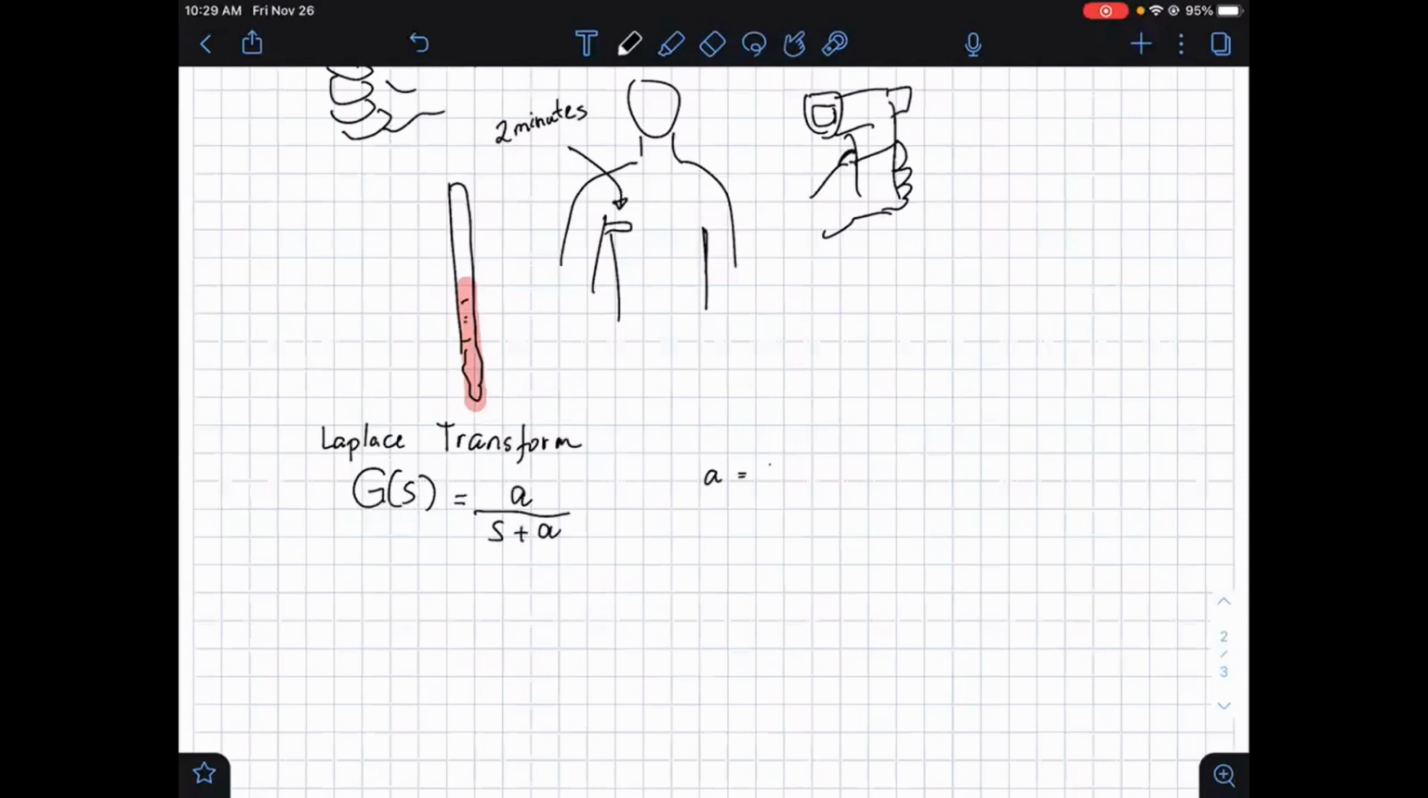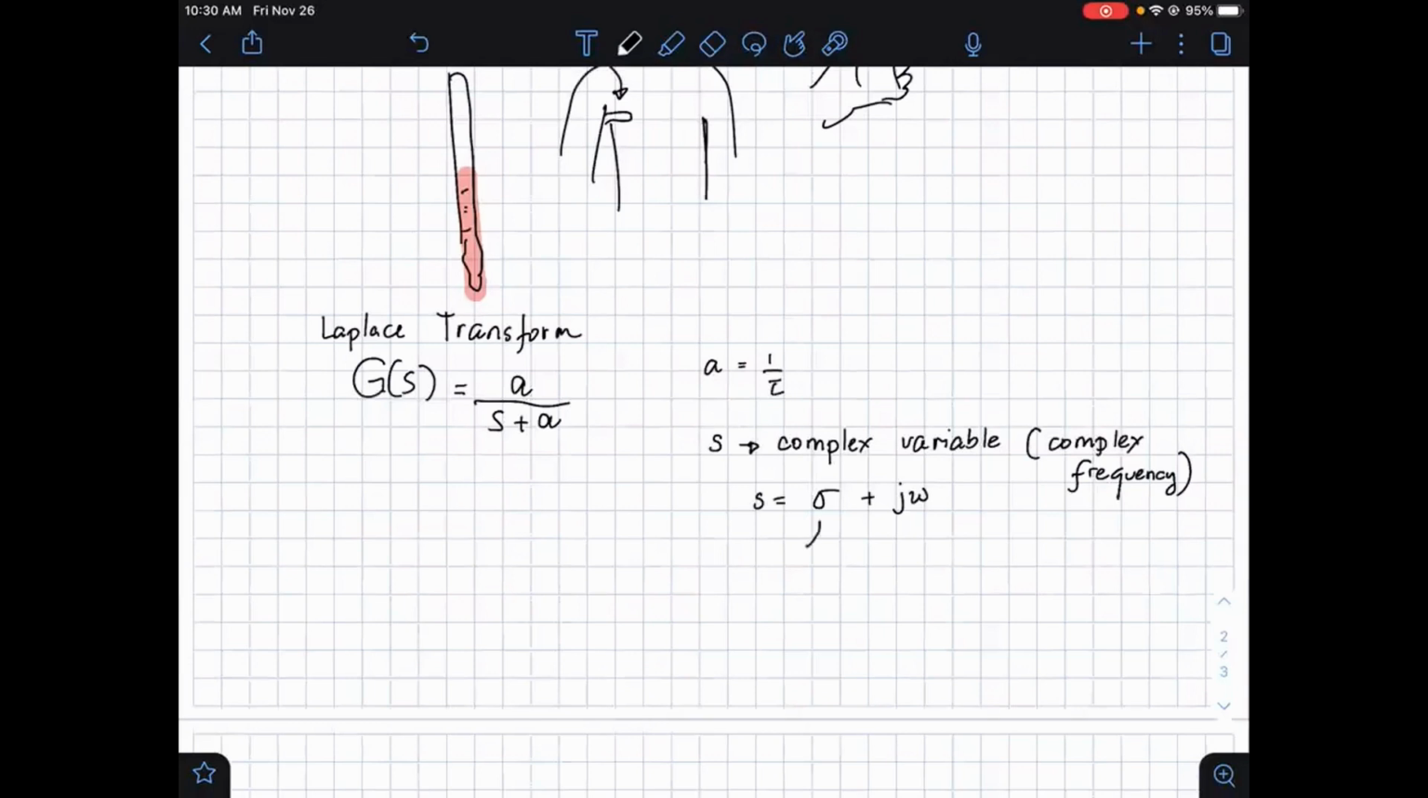Again, A is related to the time constant. And what is S? S here is a variable, a complex variable, which has a real and imaginary part. So S is a variable which has units of frequency. It's actually a complex frequency variable. The sigma part is known as the exponential frequency. It has units of 1 over time. And the omega part is the radial frequency.